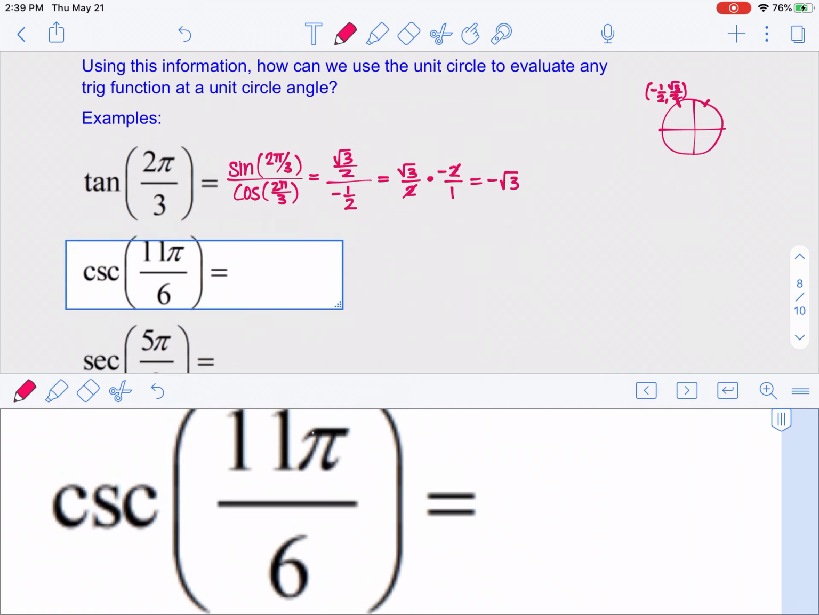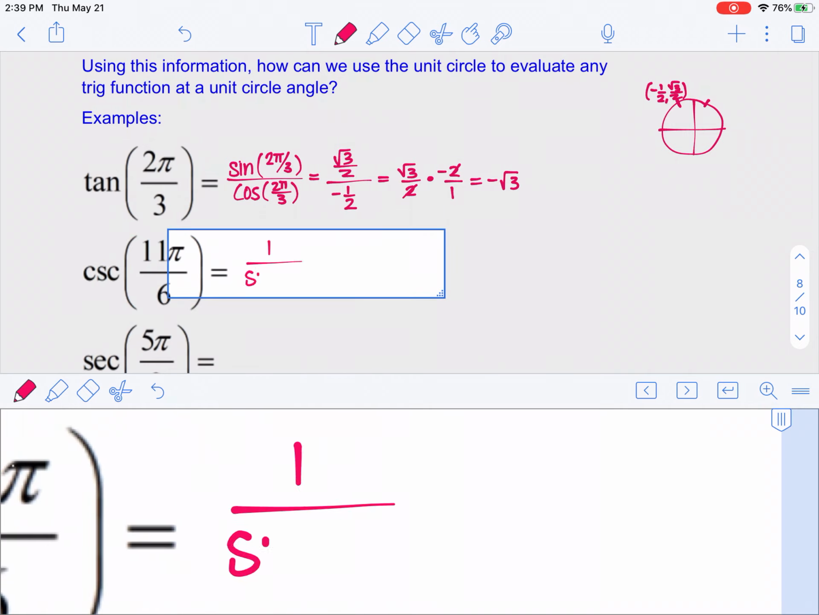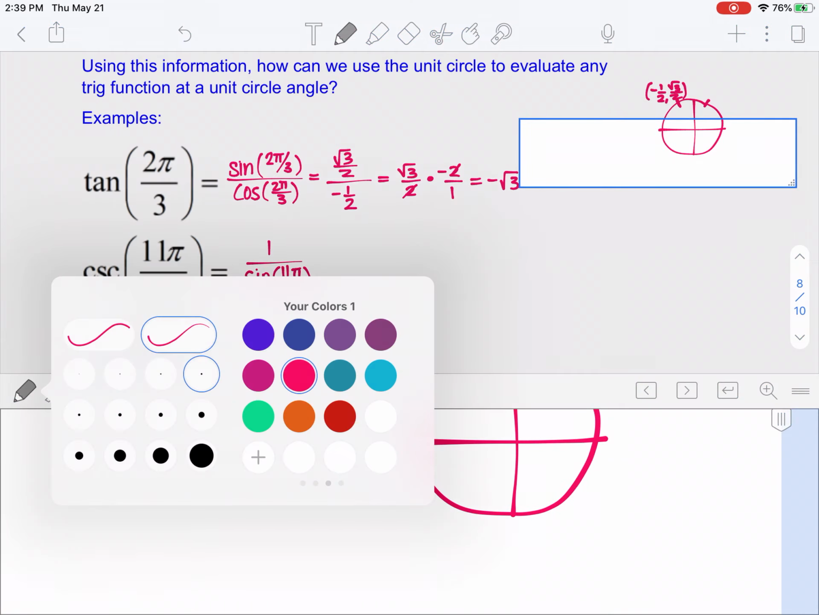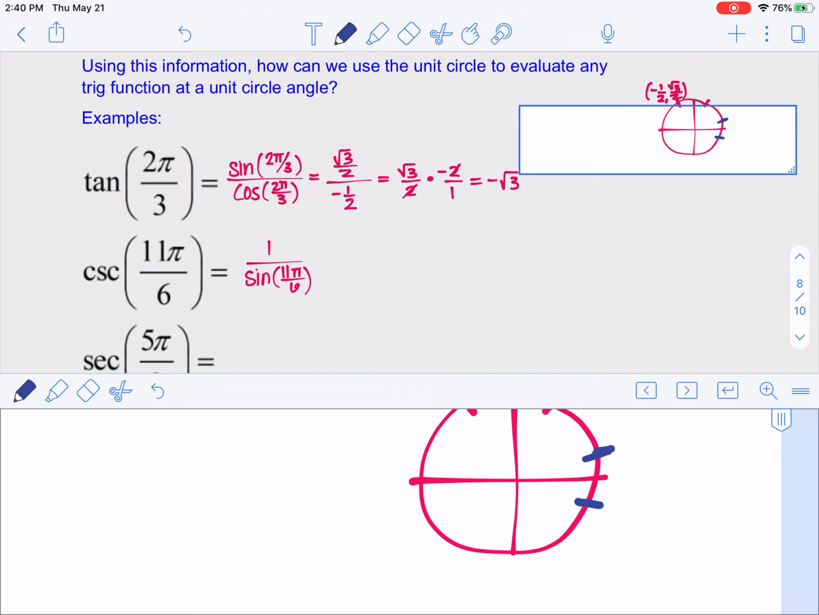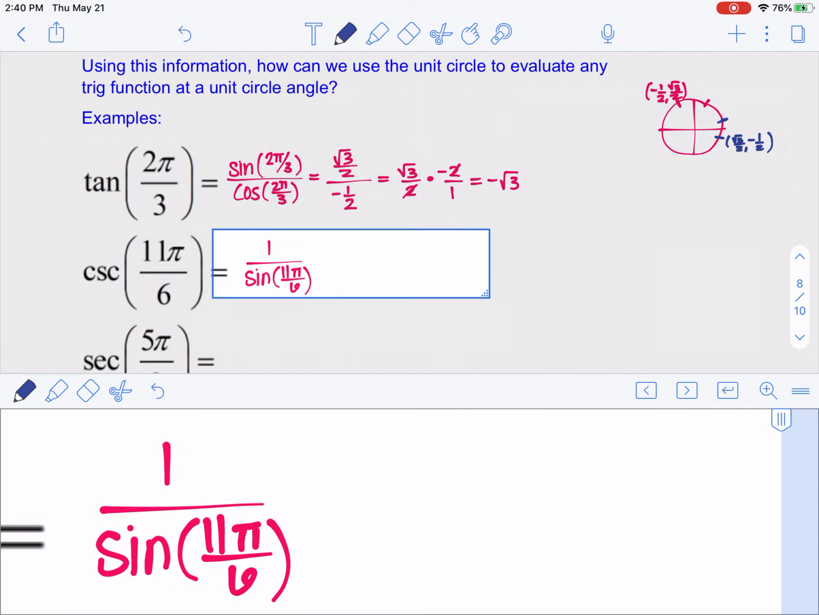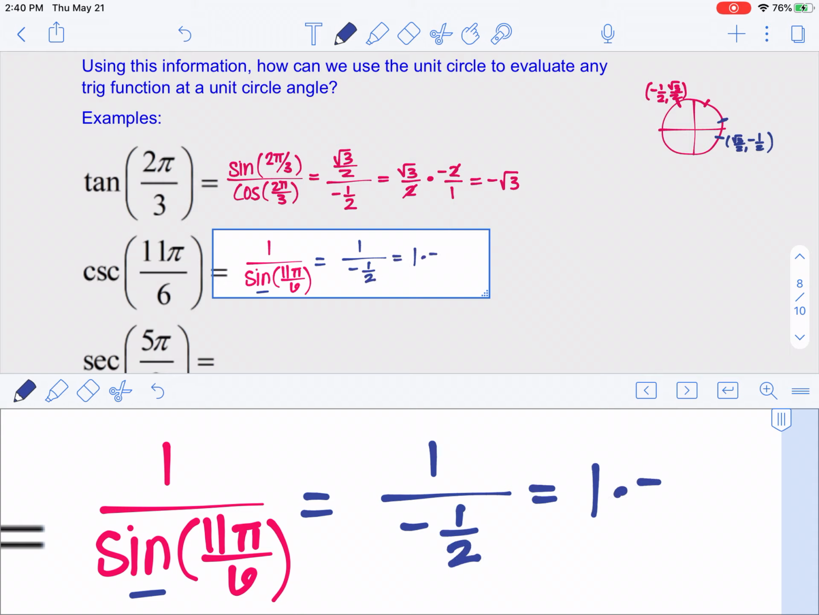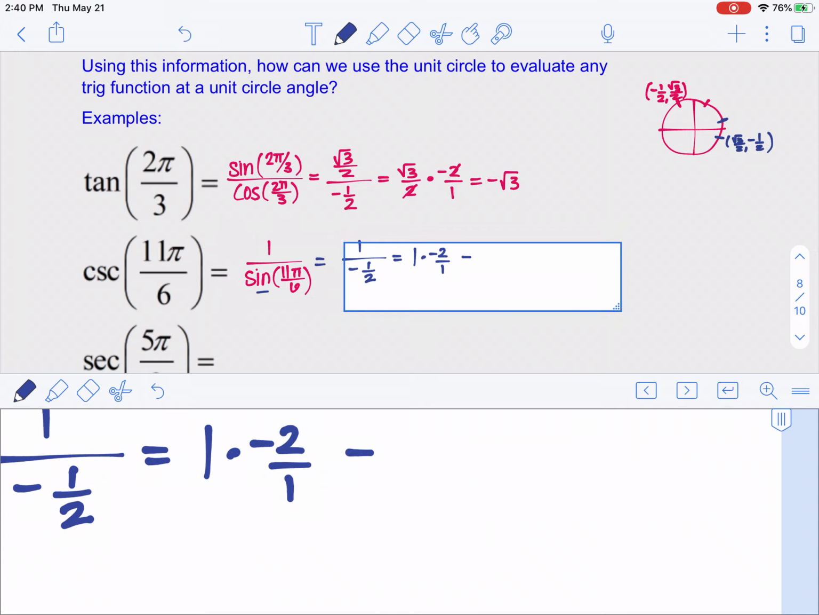Okay. Cosecant of 11 pi over 6, that's the same thing as 1 over sine of 11 pi over 6. We talked a little bit about where that angle was again, right? That's the one right here. And it's a reflection of pi over 6 if you need some help. So that would be root 3 over 2, negative 1/2. Check me. If I'm wrong, make the correction. And so this means it's 1 over, and again, sine would be my y coordinate, negative 1/2. Again, that's 1 times the reciprocal, which would be negative 2.